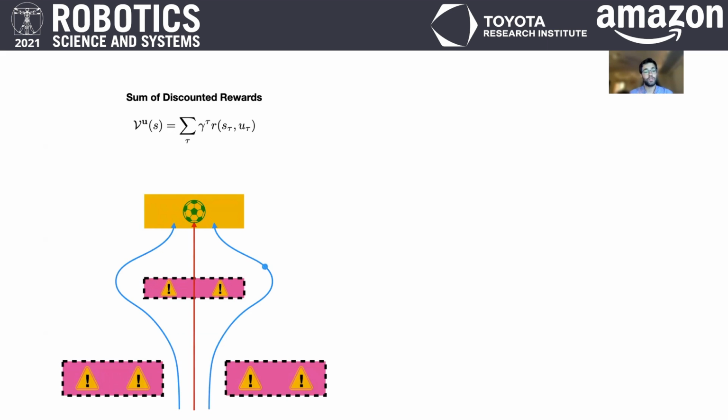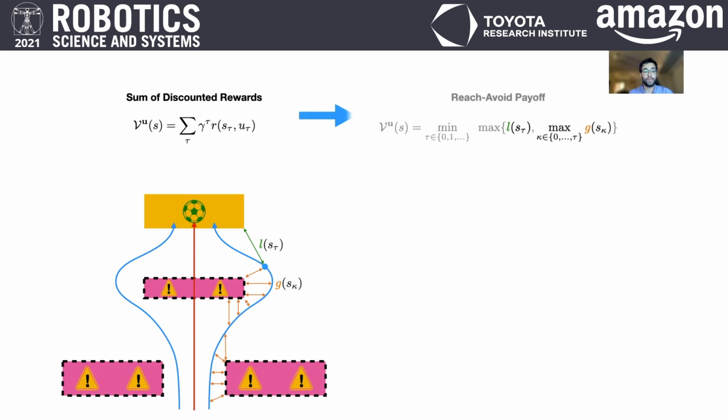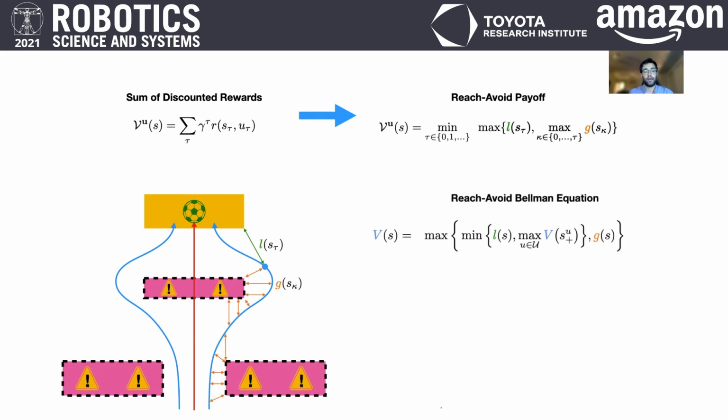Rather than a sum of heuristic rewards, we can use a payoff that directly encodes whether or not a trajectory achieves the reach-avoid specification by considering both the assigned distance to the target and the closest proximity to the restricted region so far. We can ensure that the achieved payoff will be negative if and only if the trajectory reaches the target without previously violating the constraints. The corresponding reach-avoid Bellman equation propagates this payoff backwards in time along an optimal trajectory, with early violations overriding later successes.